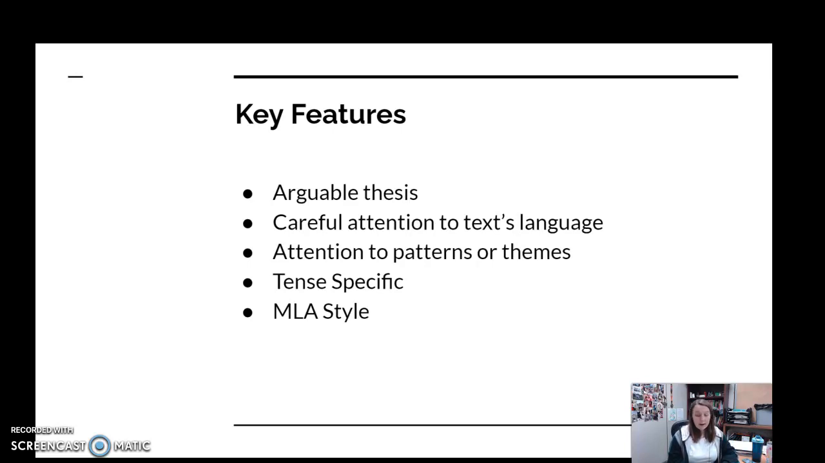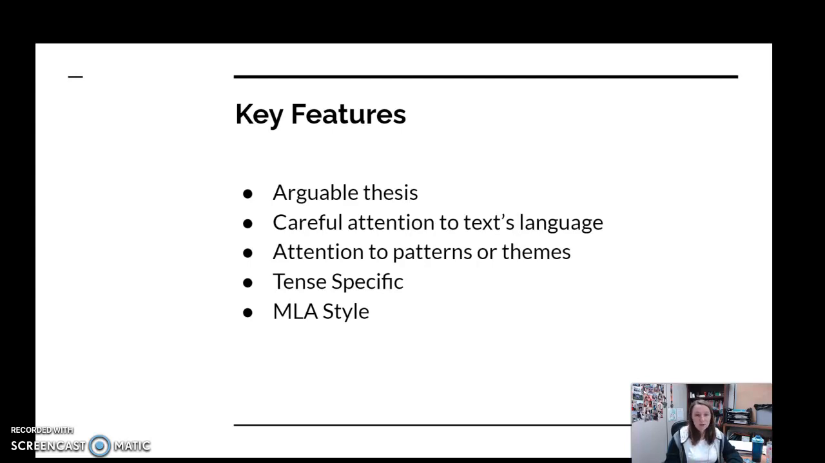We also need to pay careful attention to the text language. So that means that we are looking at specific words, images, or metaphors. And one quote from a Norton handbook says that you need to read with the assumption that every word of a text is meaningful. While yes, that may not always be true, when you are reading and doing a literary analysis, paying careful attention to the language is going to help you in the long run.